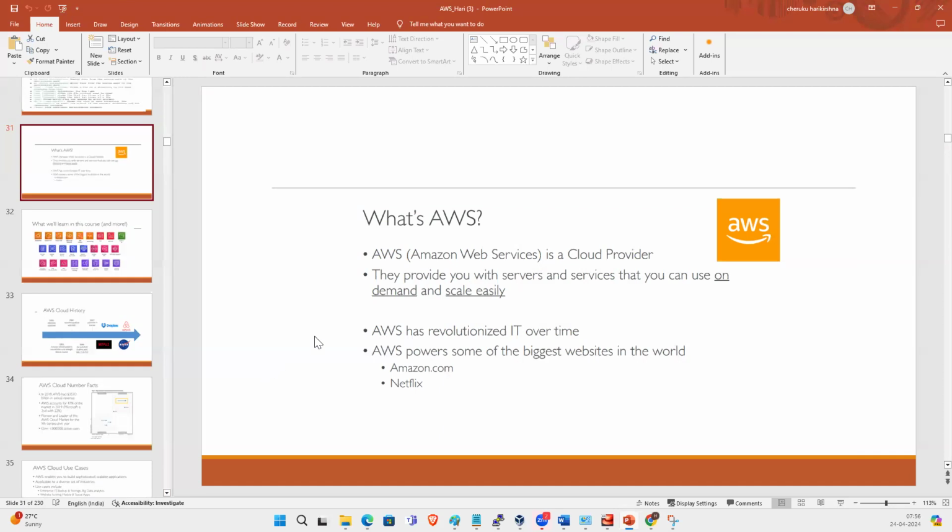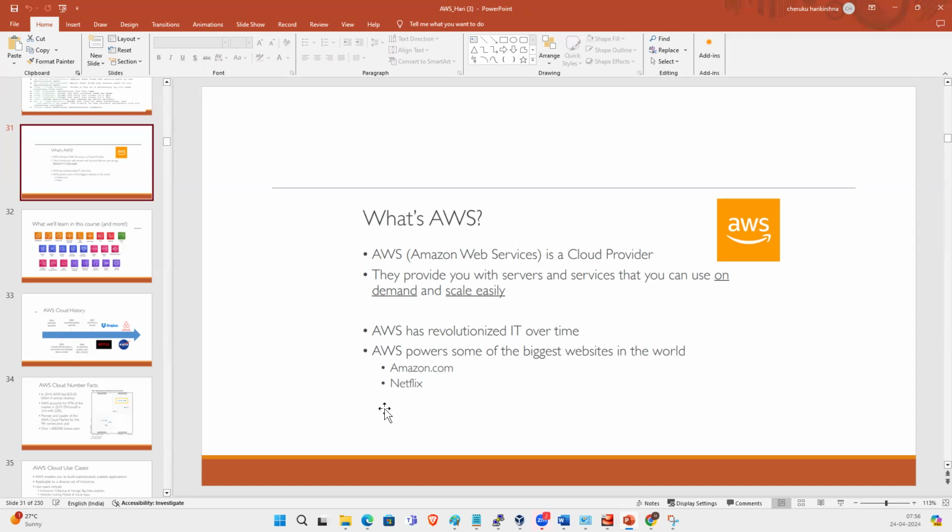So what is AWS? AWS, Amazon Web Services, is a cloud provider. They provide you with servers and services. Servers means virtual machines, and services that you can use on demand and scale easily. AWS has revolutionized IT over time. AWS powers some of the biggest websites in the world. Amazon.com and Netflix use the Amazon cloud. So Netflix is using which cloud, guys? Which infrastructure?